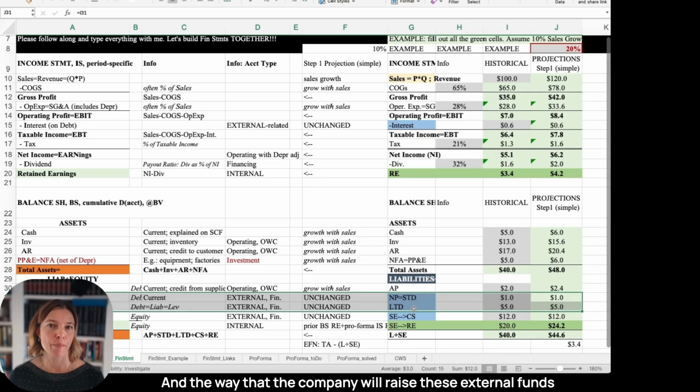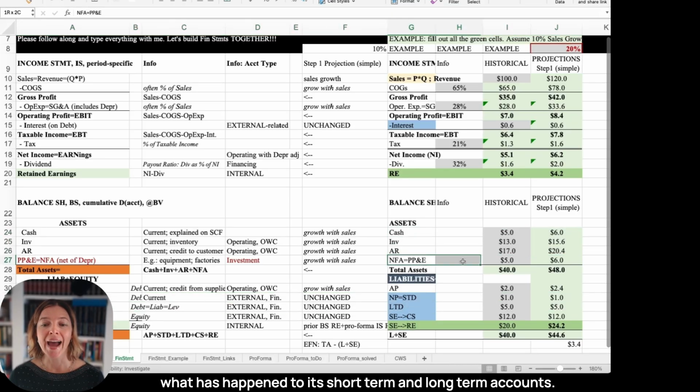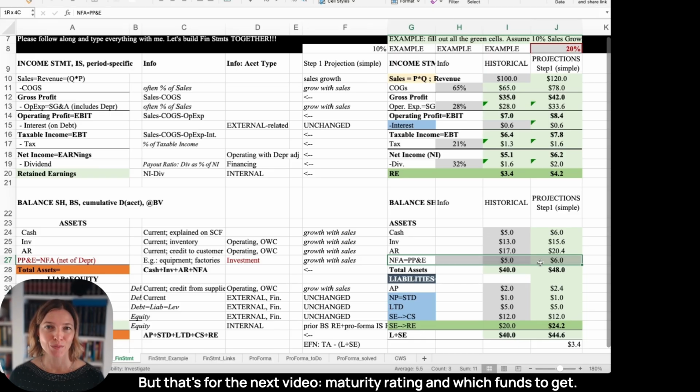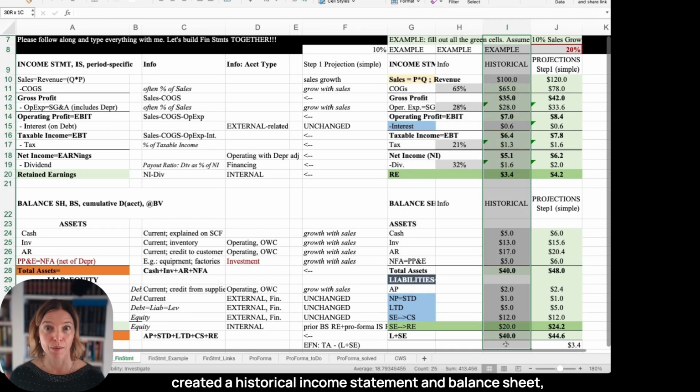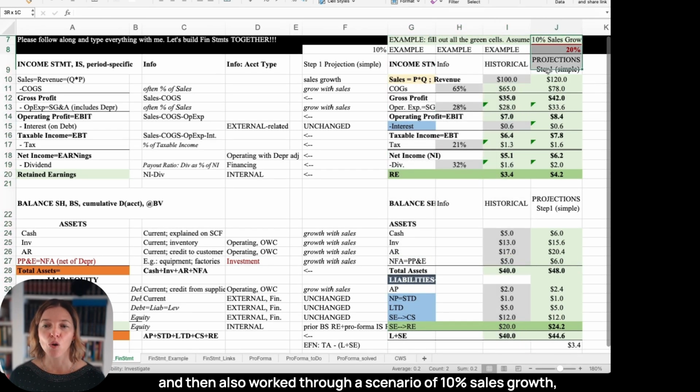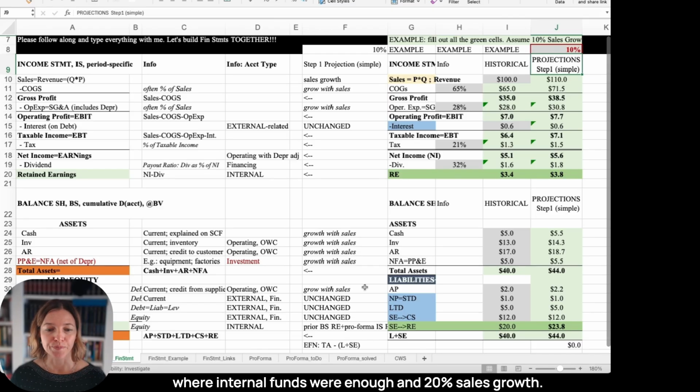And the way that the company will raise these external funds will depend on maturity matching, meaning it will depend on what has happened to its short-term and long-term accounts. But that's for the next video, maturity matching and which funds to get. In this video, we've looked at the example of your Pro-Forma, created a historical income statement and balance sheet, and then also worked through a scenario of 10% sales growth where internal funds were enough and 20% sales growth.